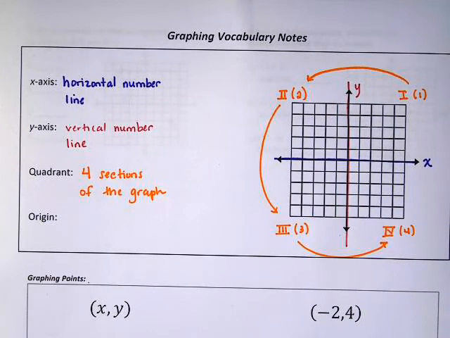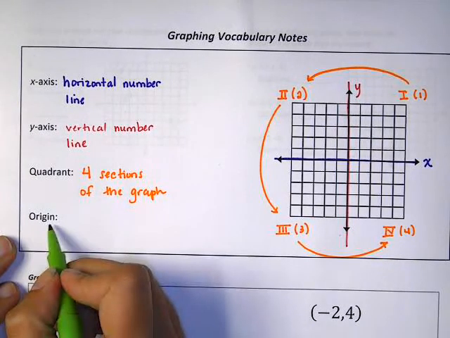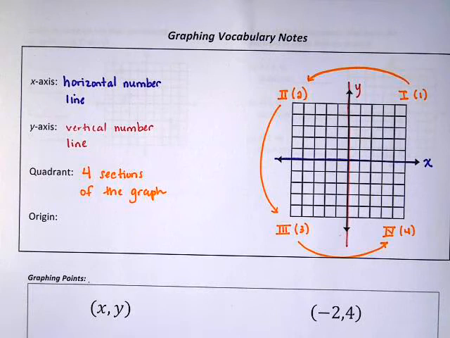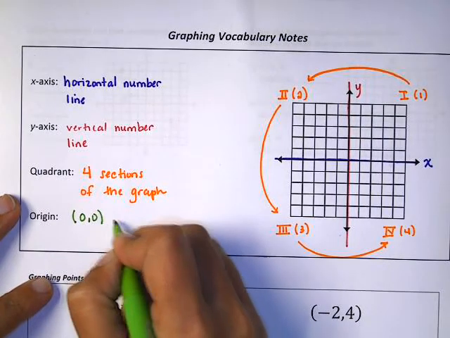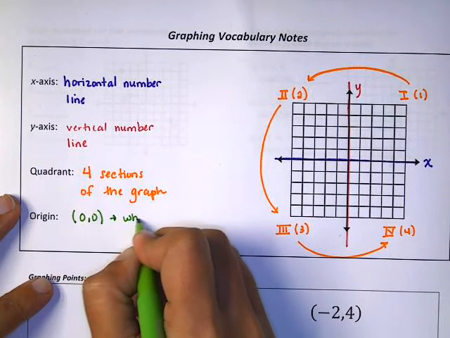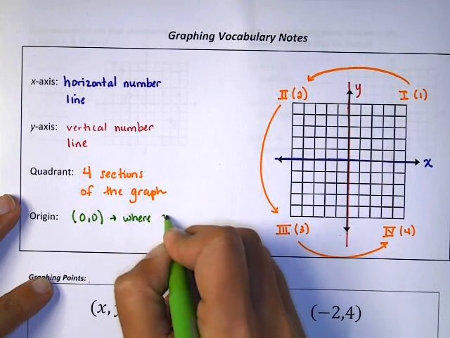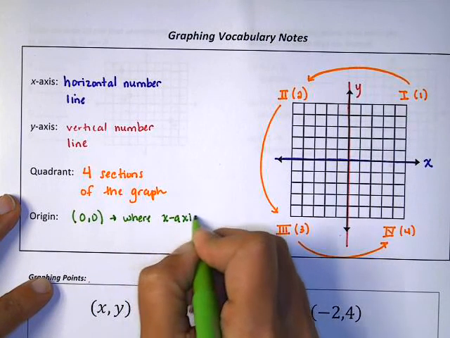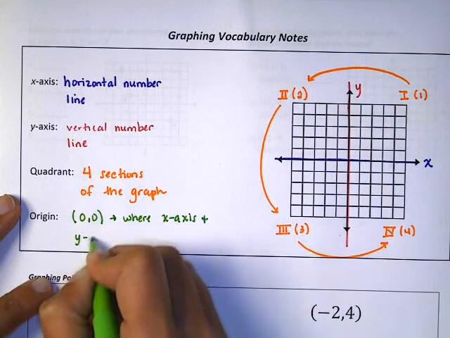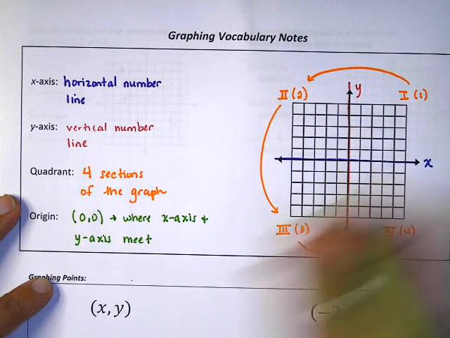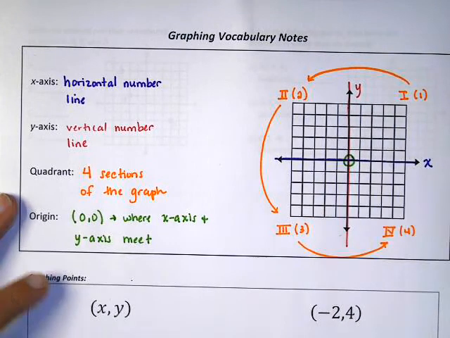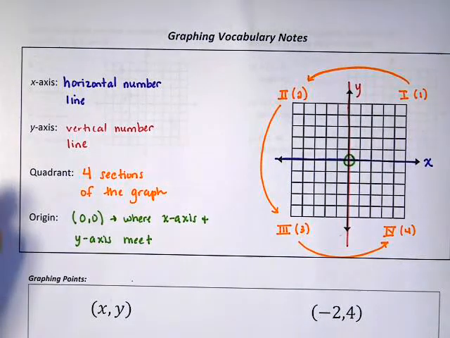Finally, the point on the graph where all graphing starts is going to be called the origin. You can think about the origin as being the original. It's where we start. This is the point 0, 0, and it is where the x and the y-axis meet. On this graph, the origin would be right here at 0, 0.